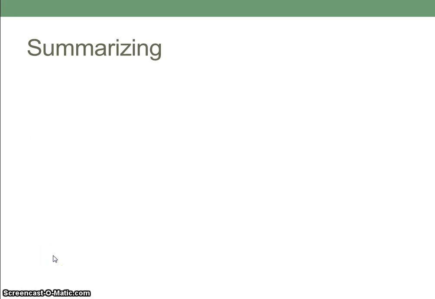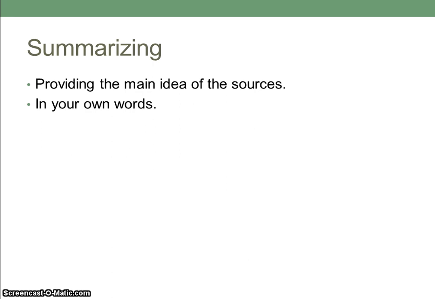Summarizing is the last referencing technique we can use in our paper. Similar to paraphrasing, we are using our own words, but we are providing the main idea of the work we are referencing. When providing a summary, we only need to provide the author and the year.